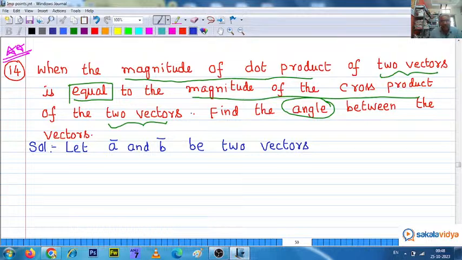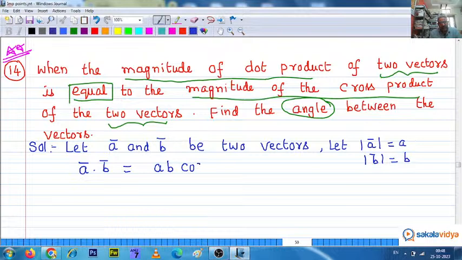And what is given? First of all, the dot product. You can define the dot product, that is A dot B. A dot B is equal, by definition, to, suppose mod A is equal to A, and mod B, the modulus of B, is equal to B, AB cos of the angle between them, say cos theta. Say this is equation 1, A dot B.